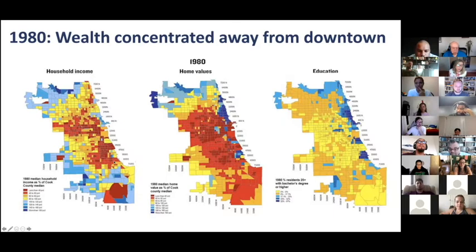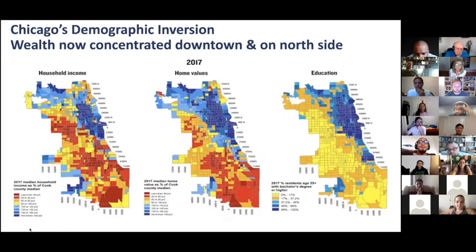But where I'd left off was that concentric model, right? That Burgess had developed, that wealth increased the further you were away from the city core, and poverty was concentrated in the city core. And so we certainly see that in 1980. It's not perfect, but that model's still holding somewhat in 1980. Now, if we were to look, the last time it was mapped was 2017, which is recent enough for us to take a look at, we see dramatic differences.